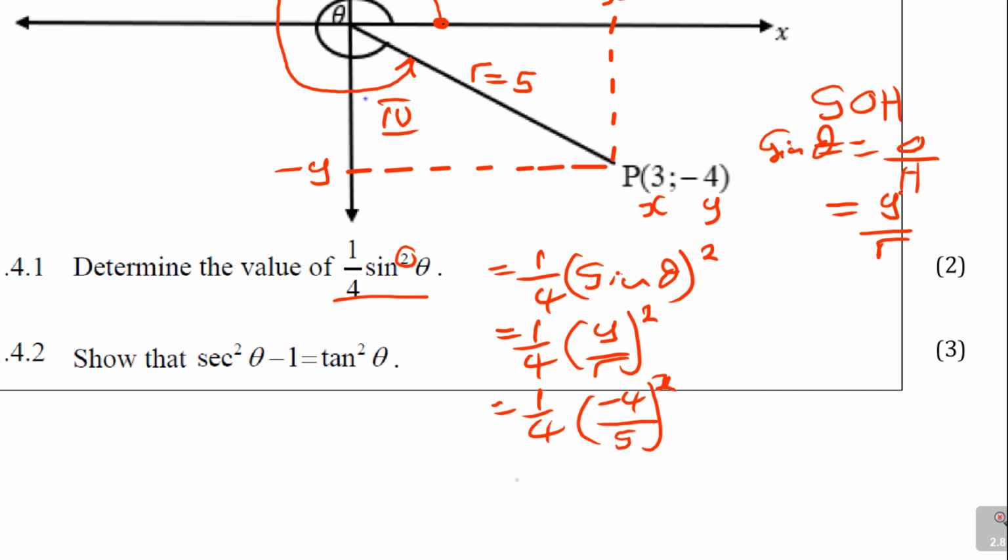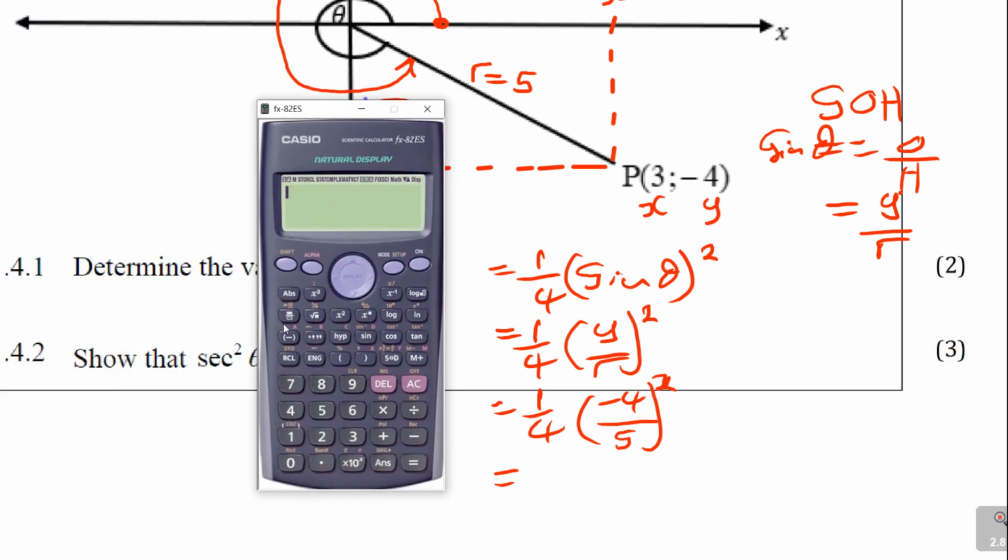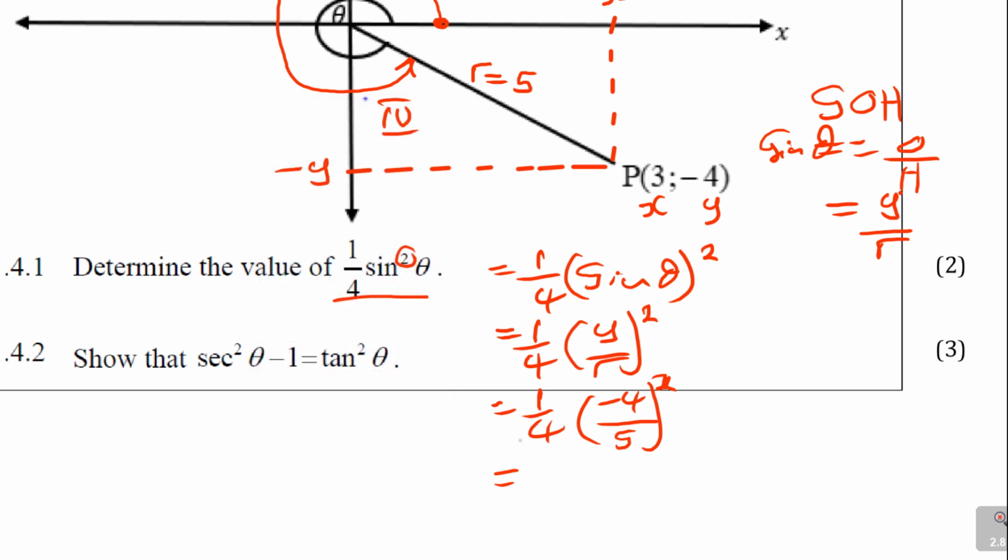Are you with me? And then you find that with the calculator. You don't have to strain yourself, because I know they say it without the use of a calculator, but for the final answer they don't mind how you find it. Alright, so it's 1 over 4, and then it is the fraction negative 4 over 5, and then that is squared. The answer is 4 over 25.